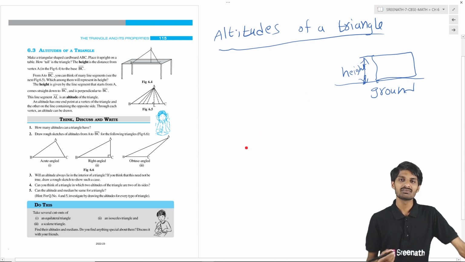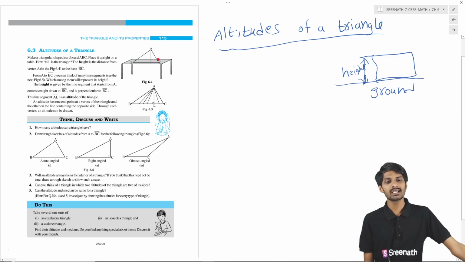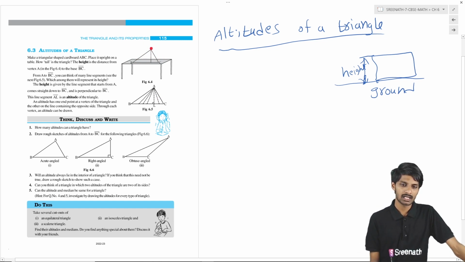Similarly, triangles will also have height. So make a cardboard triangle like this and place it on a table and find how much height it is from the table. We will measure from the top of the triangle, that is point A, to the table. Okay students, table. So that length will give the height of the triangle. That height is nothing but the altitude, students.